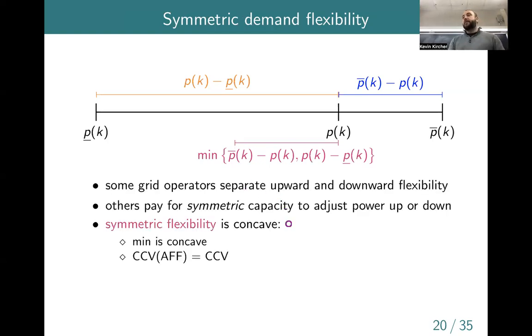So PJM, the biggest ISO in the US, for example, at least last time I checked, they paid for this kind of symmetric flexibility service, not an upward and a downward. Whereas the California ISO pays for upward and downward ramping separately.